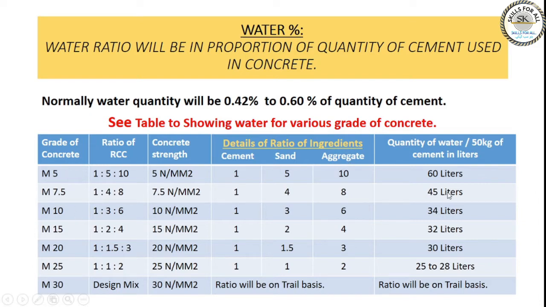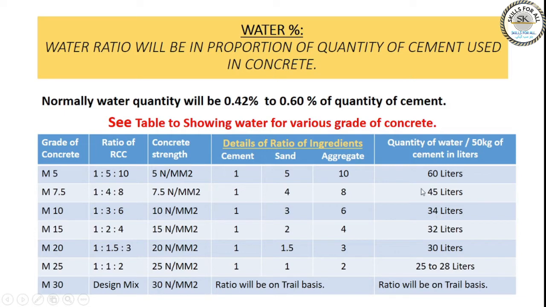For M5 we need 60 liter of water for 1 bag of cement. If we are using 1 bag, how much will the quantity be increased? This is for 1:5:10, for 1 bag of cement, 50 kg, 60 liter. Then if we increase to M7.5, we need 45 liter. If it increases to 10 Newton per millimeter square, then it will be 34 liter.